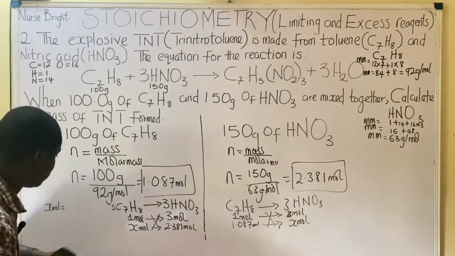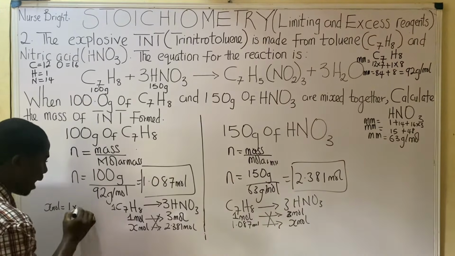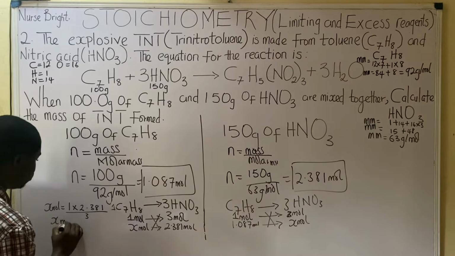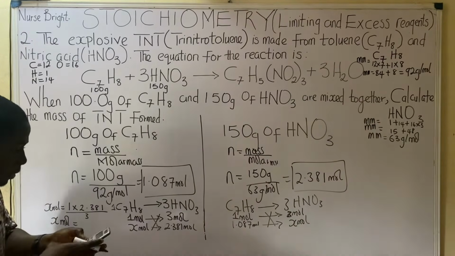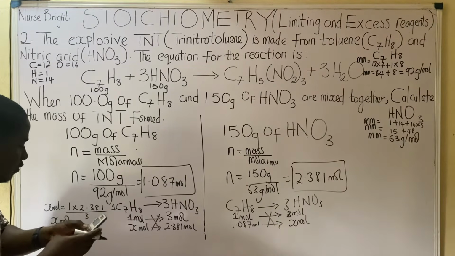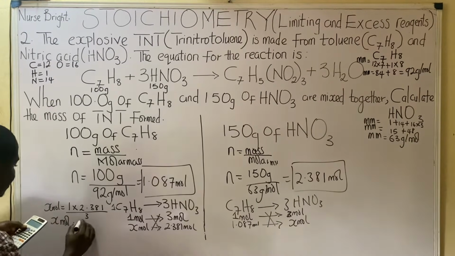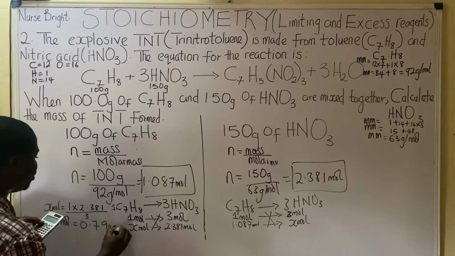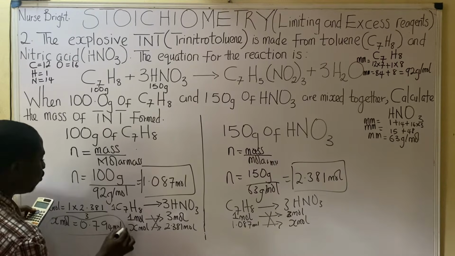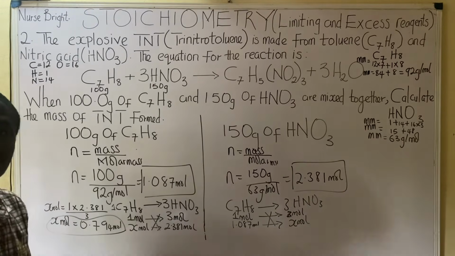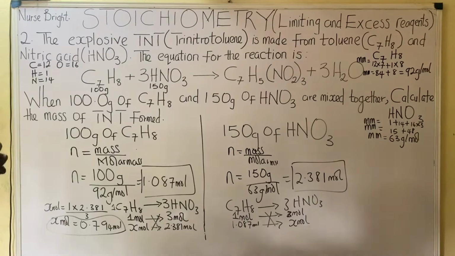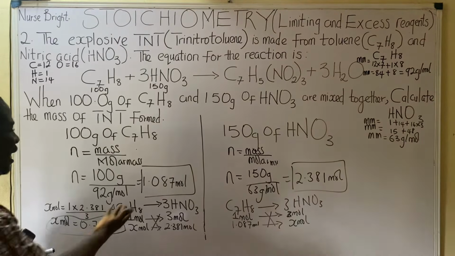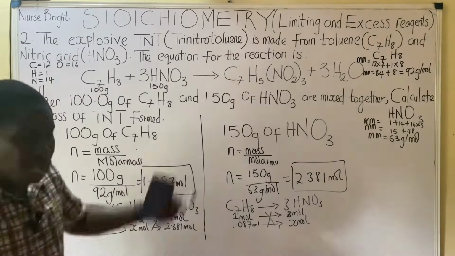So let's solve. It's going to be 1 times 2.381 divided by 3. So x moles, hope you are seeing the board, is 2.381 divided by 3. That is 0.794 moles. Wow. So we actually need 0.794 moles of toluene to power this reaction to completion. That means the toluene they gave us is in excess. They gave us too much toluene.